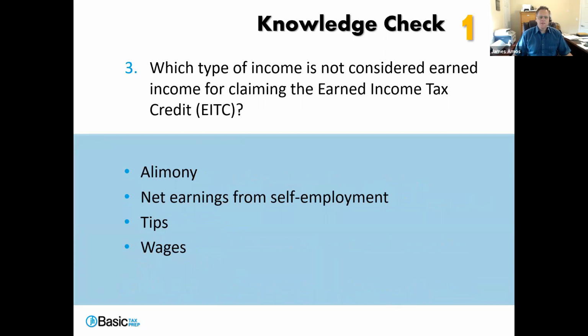Which type of income is not considered earned income for claiming the earned income tax credit? A is alimony, B is net earnings from self-employment, C is tips, D is wages. So which one of those is not earned income for that? Noemi, you can give me your answer verbally. Alimony. Yep, you guys are right. You all had the right answer. Alimony. That's passive income, not earned income.